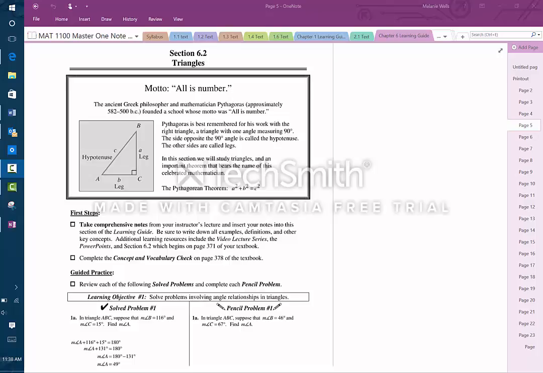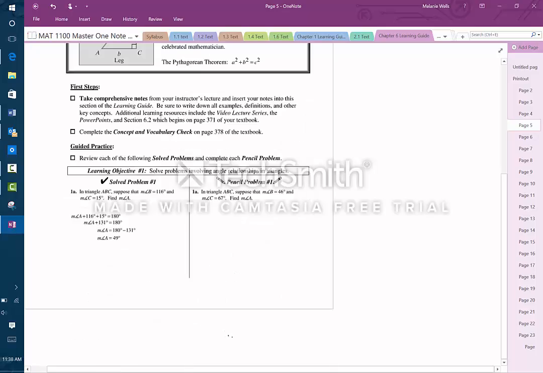In 6.2, we're looking at triangles. So let's first look at problem 1a. In triangle ABC, suppose that the measure of angle B is 46 degrees and C is 67 degrees. Find the measure of angle A.